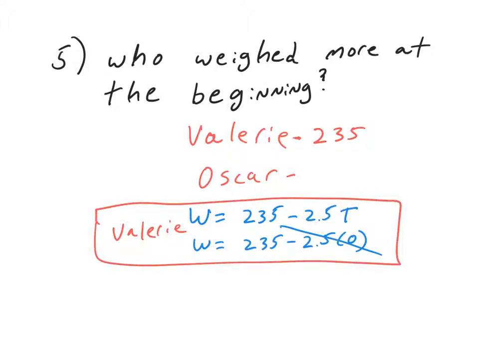Oscar's is a little bit easier. We can just look on the table at 0 weeks and see that it says 247. So who weighed more at the beginning would be Oscar.